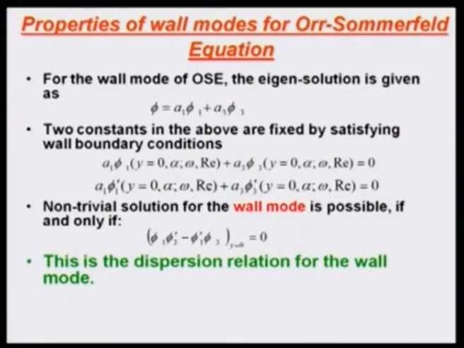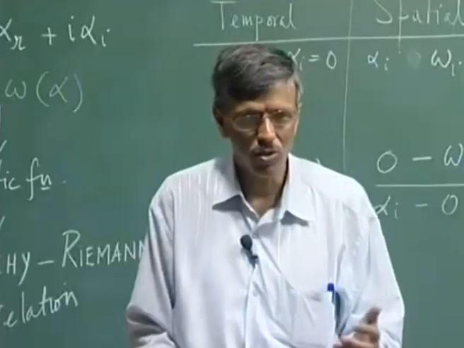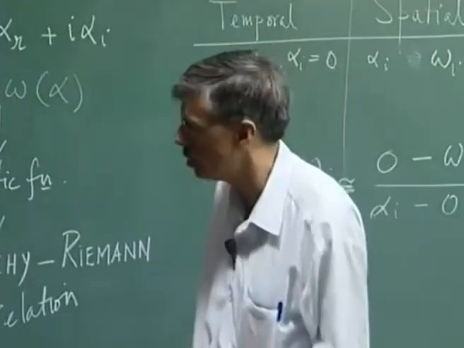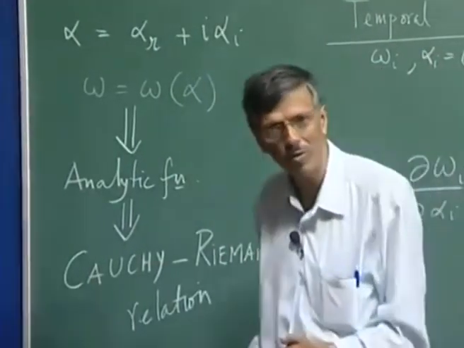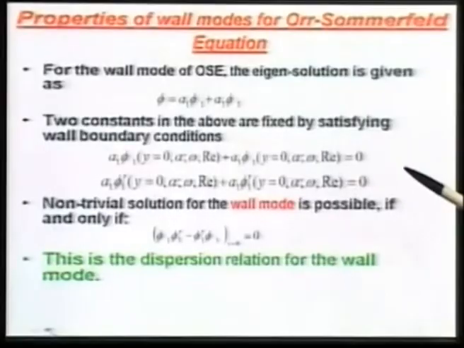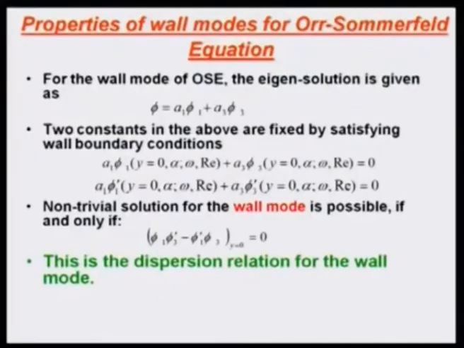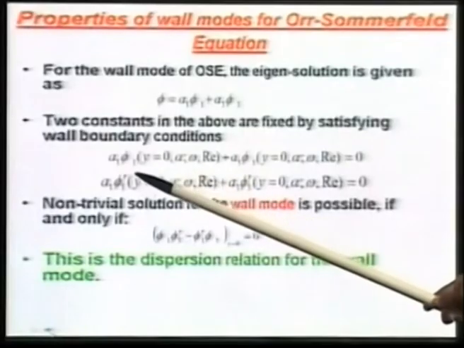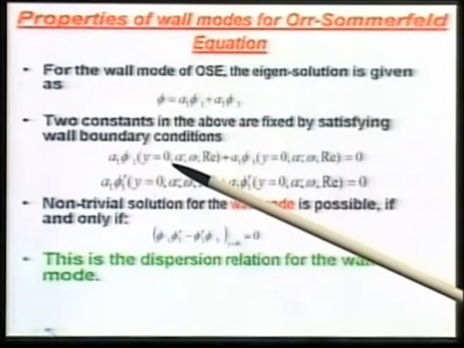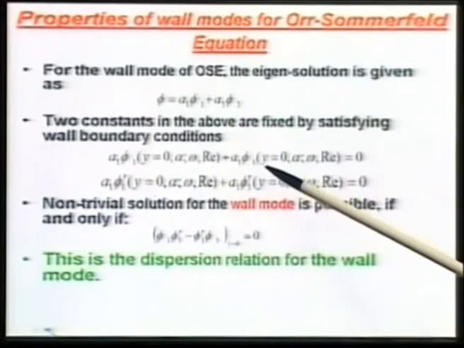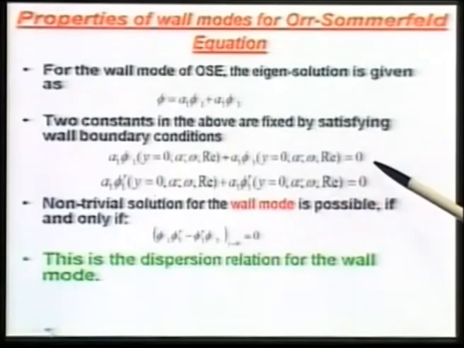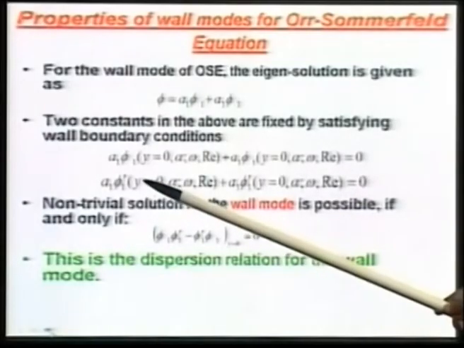Well, of course, it is a fourth order ODE. We have chosen the solution in such a way that the two conditions in the free stream have been automatically satisfied. So, what is left for you to do is to satisfy the other two boundary conditions. They happen to be the wall boundary conditions. At the wall, phi and phi prime are 0. So, I will write that as A1 phi 1 evaluated at y equal to 0, added to A3 phi 3 evaluated at y equal to 0, the sum of these two has to be equal to 0. Same thing about phi prime.